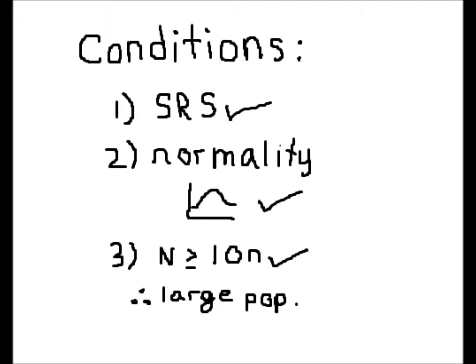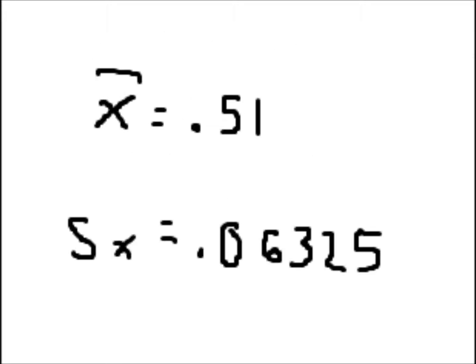1. SRS is given. 2. Normality. Assume normal population. 3. Independence. N is greater than or equal to 10n, so we can assume that there is a large population of newly produced synthetic gems.